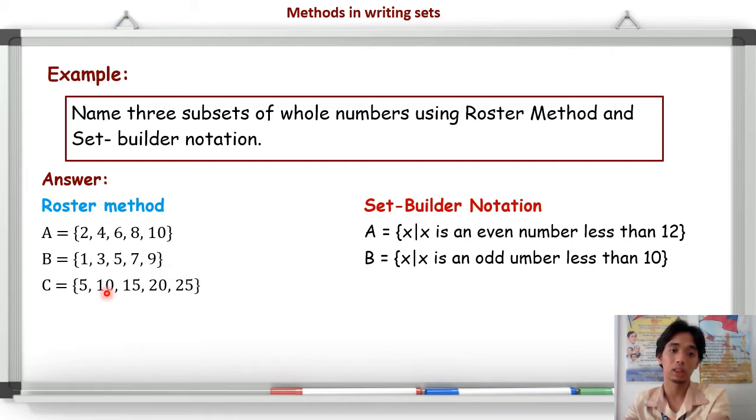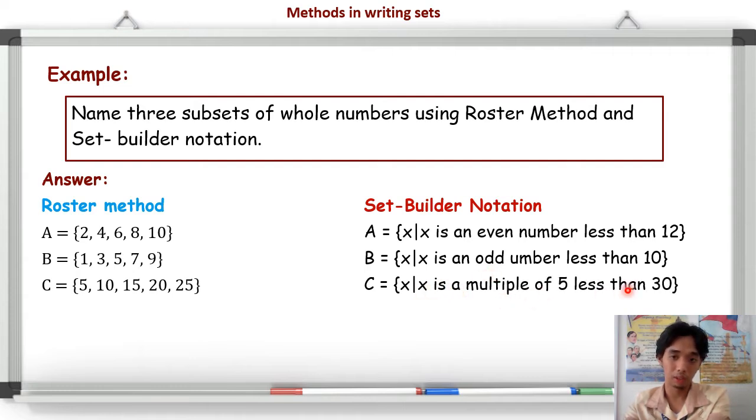Last, set C, 5, 10, 15, 20, 25. So as you can see, all of them are multiples of 5. So let's see what it would look like if we translate it. X such that x is a multiple of 5 less than 30 because there are no elements that is equal or greater than 30 in set C. So that's it.